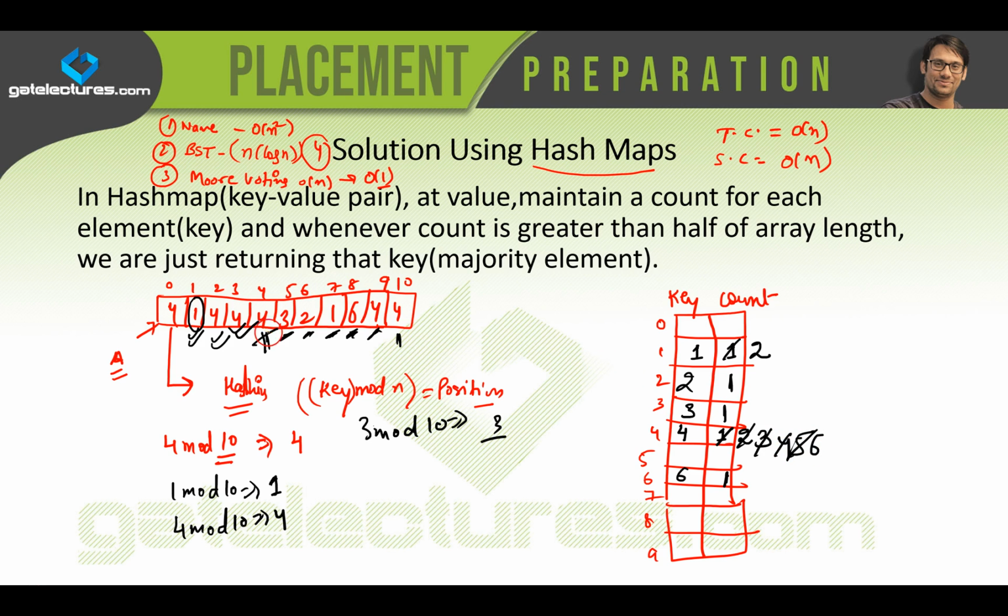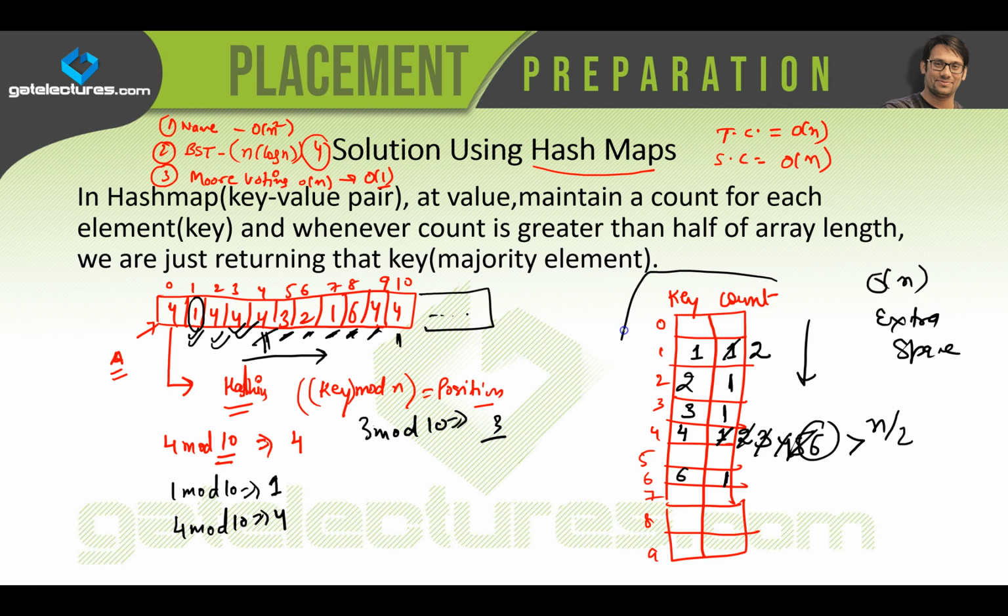Now in the meanwhile, there may be some more elements after this. But as soon as you reach a position where the count exceeds n by 2, at that particular location we can say that this is the majority element. And this is a very easy solution, as you can see. But the biggest problem with this solution is that we are going to use order n extra space in terms of this particular hash table.